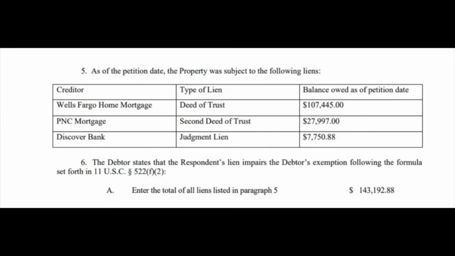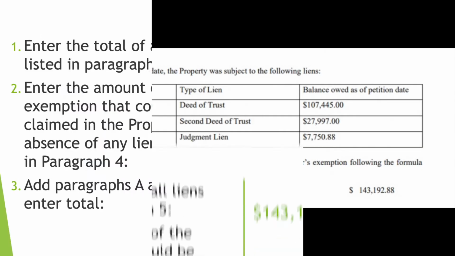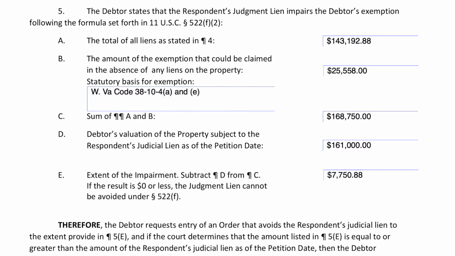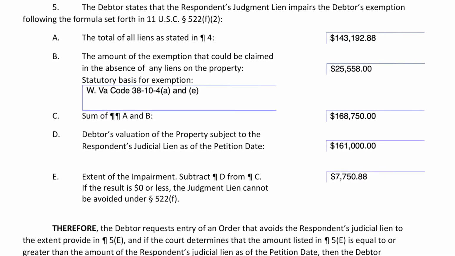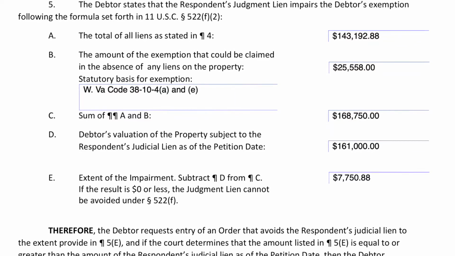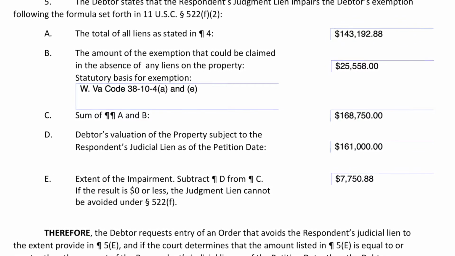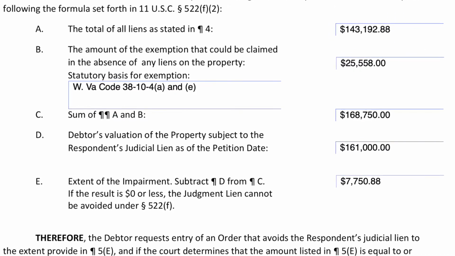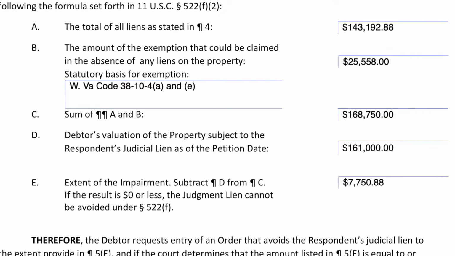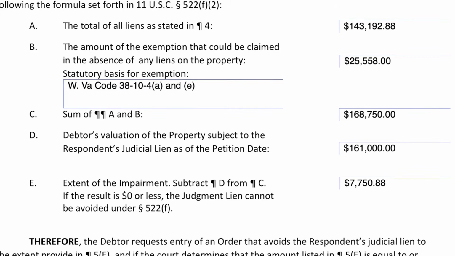First, let's add all the liens together. This includes any consensual liens, statutory liens such as tax liens, and all judicial liens. Next, determine the exemption that could be claimed in the property in the absence of any of the liens. Remember that in this case, the debtors listed an exemption in the amount of $25,558 on Schedule C, and even though the exemption amount used in the formula is hypothetical, attorneys often use the actual exemption claimed on Schedule C in the judicial lien avoidance motion, at least when the actual exemption will not change the outcome of the motion. Now that we have an understanding of how the judicial lien avoidance formula works, let's look at more specific examples that can arise in litigation.